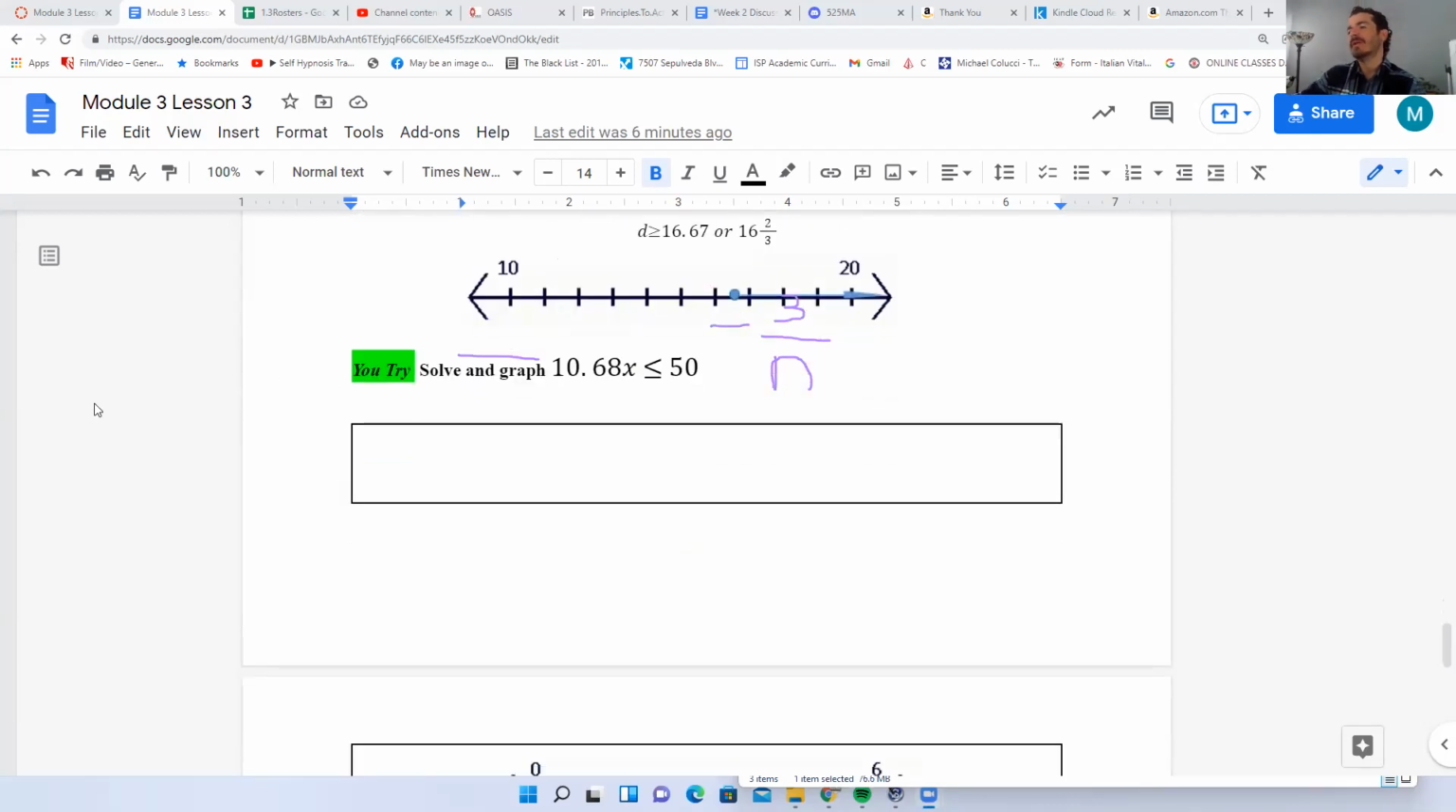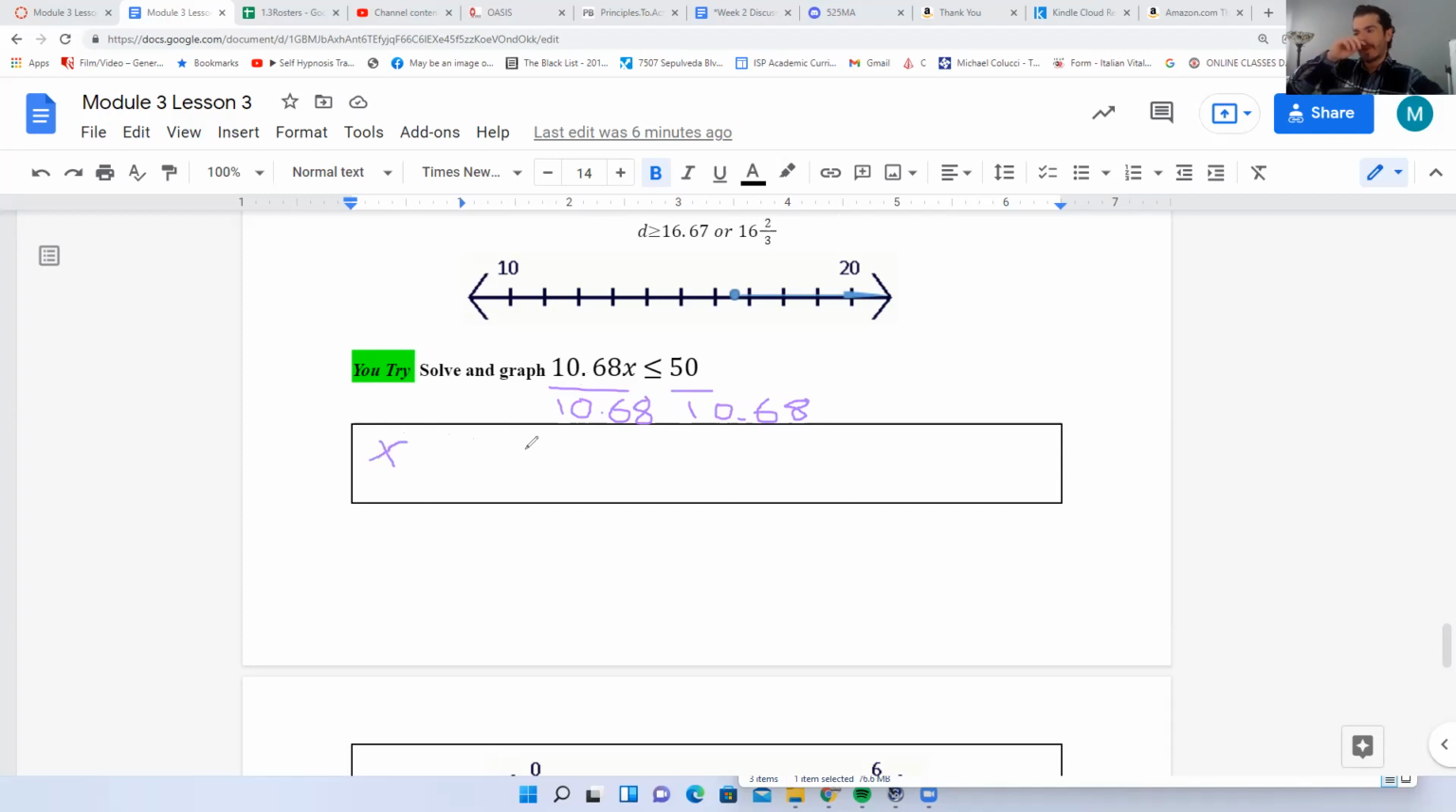Solve and graph 10.68x is less than or equal to 50. Okay. It's being multiplied, so I'm going to divide 10.68 into both sides. 10.68 divided by 10.68, any number divided by itself is 1. So I'm left with 1x, that is by design.